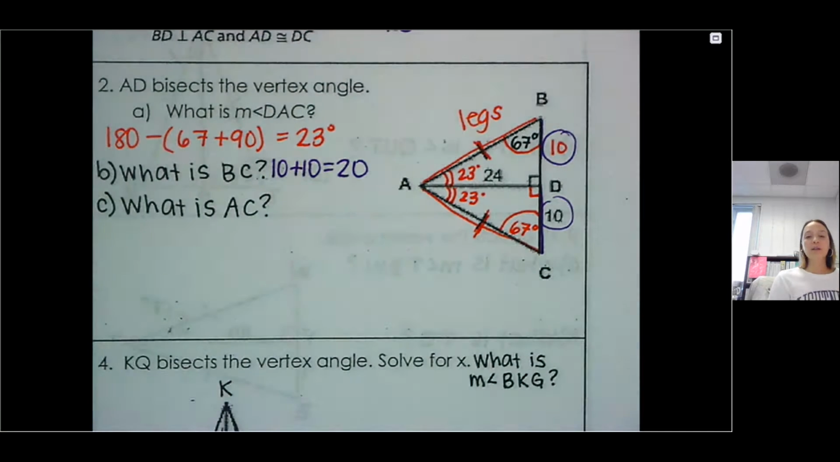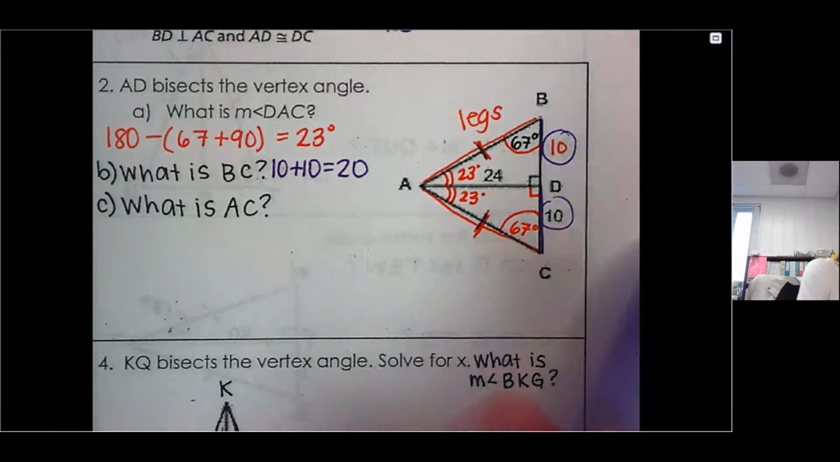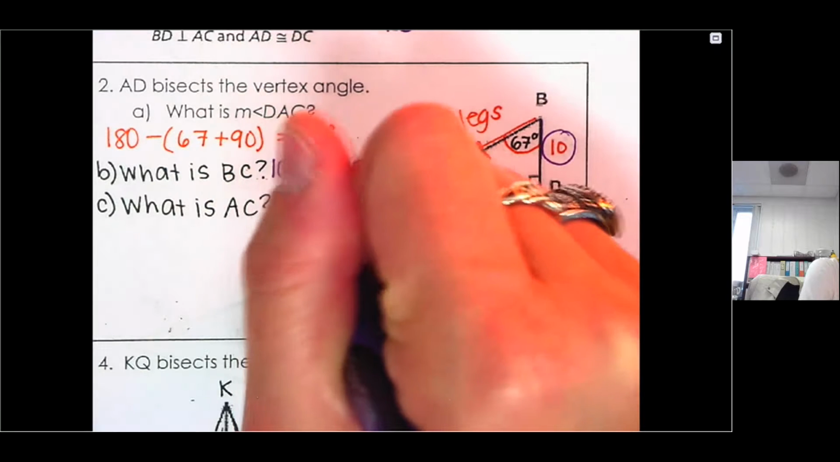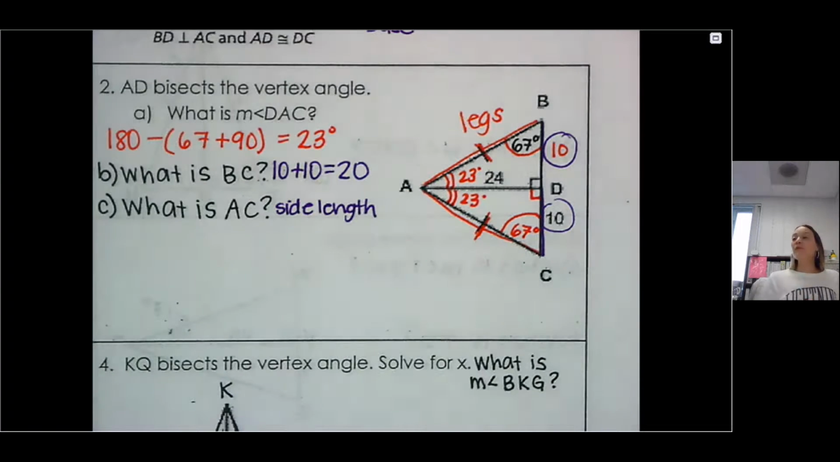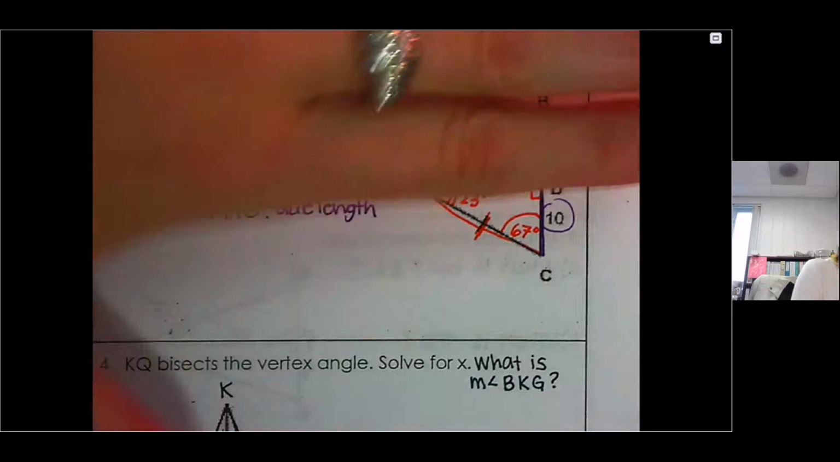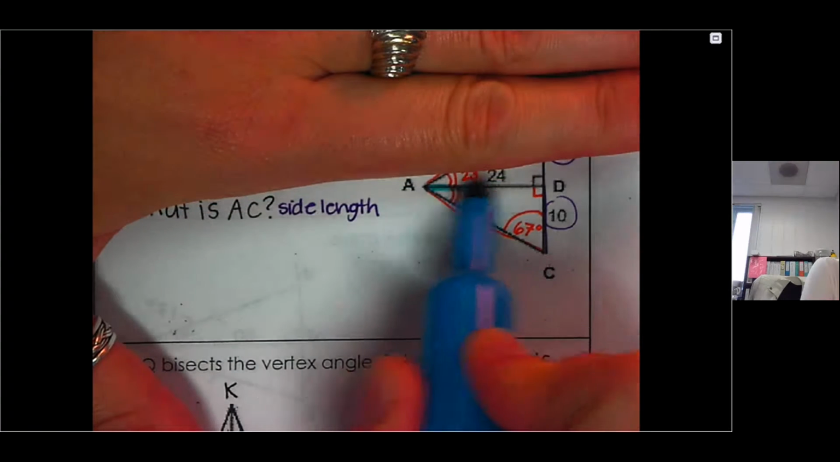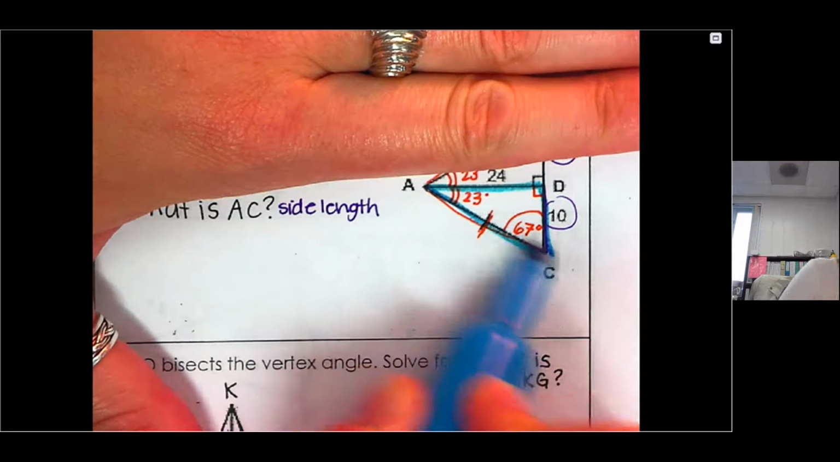Okay, last part. What is AC? Now, hold on a second. AC, is that a side length or is that an angle? That's a side length, so I don't want to put an angle marking for it. 90 is an angle. This is a side length right here from A to C. That's a side. Side length. So here's what I'm going to do. I'm going to focus just on the smaller triangle that has the AC in it. So I'm going to ignore the triangle on the top, and I'm just going to look at this bottom triangle right here and nothing else.